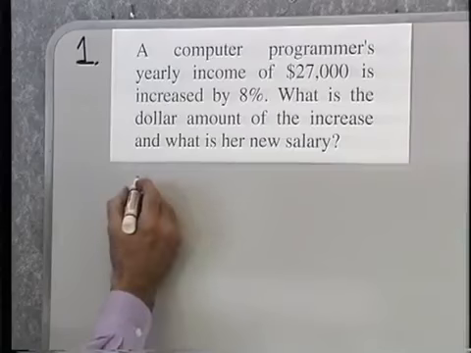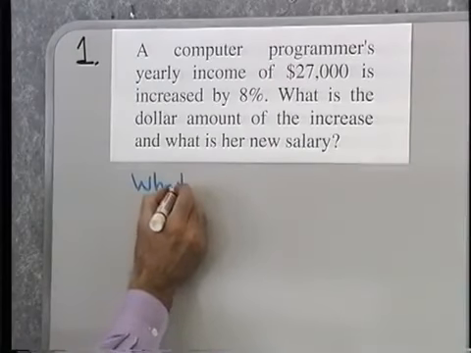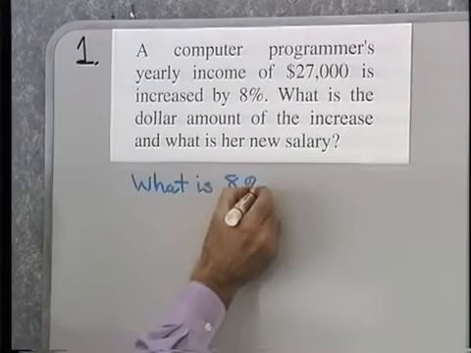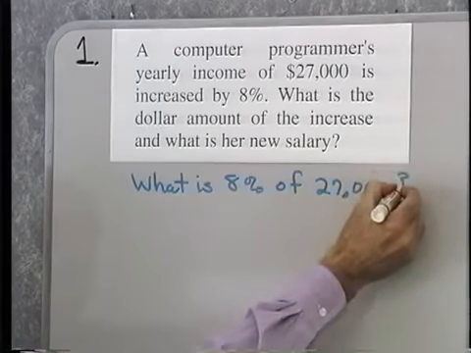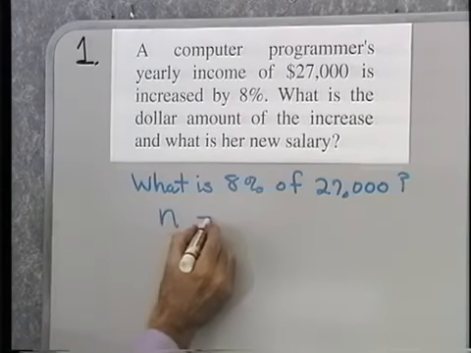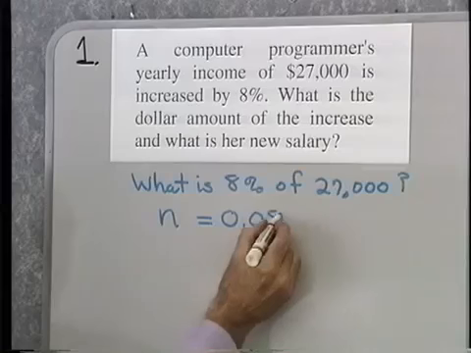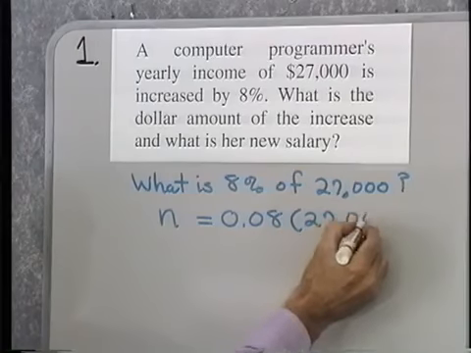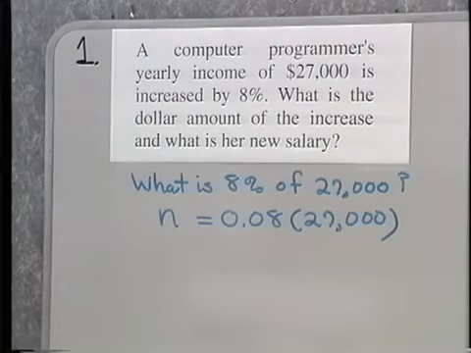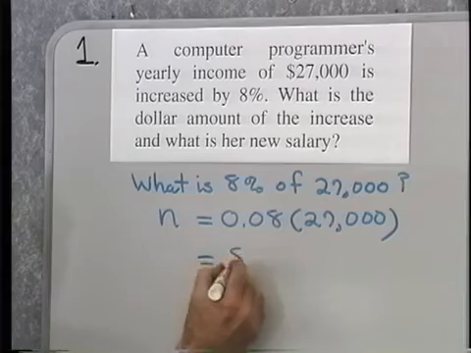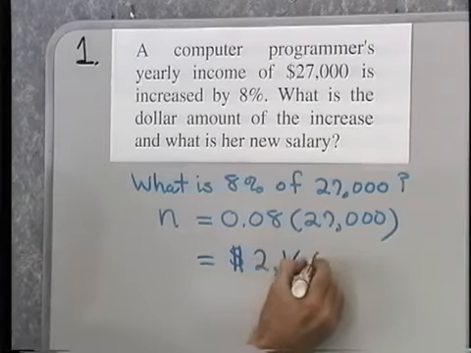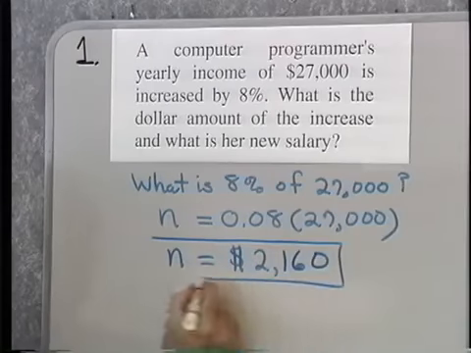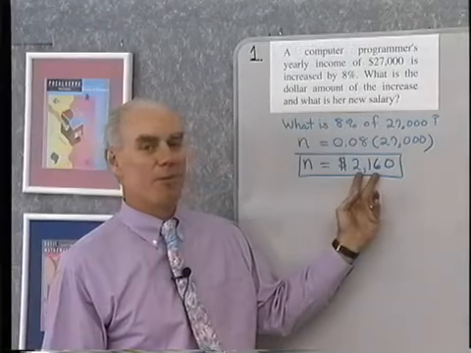So the first thing we want to know is this. What is 8% of 27,000? That's the first thing that we want to know. So we translate: n equals 0.08 times 27,000. Now when I multiply 0.08 times 27,000, I end up with a dollar amount of $2,160. Now that $2,160, that is the dollar amount of her increase.